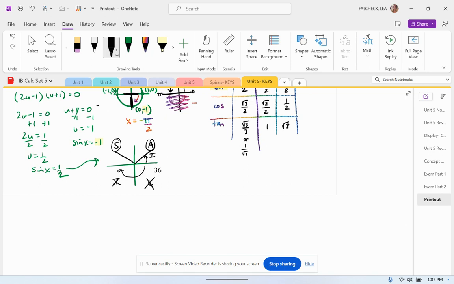Pi over 6 in the first quadrant will just be a plain old pi over 6. Pi over 6 rotated into the second quadrant will be 5 pi over 6. My solutions are x equals pi over 6 and x equals 5 pi over 6. Let's put them all together. We have x is equal to negative pi over 2, pi over 6, and 5 pi over 6. The end.